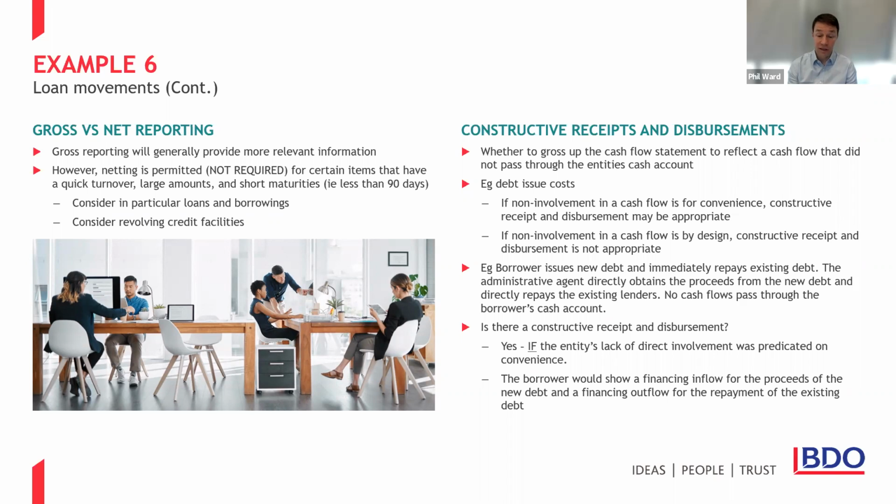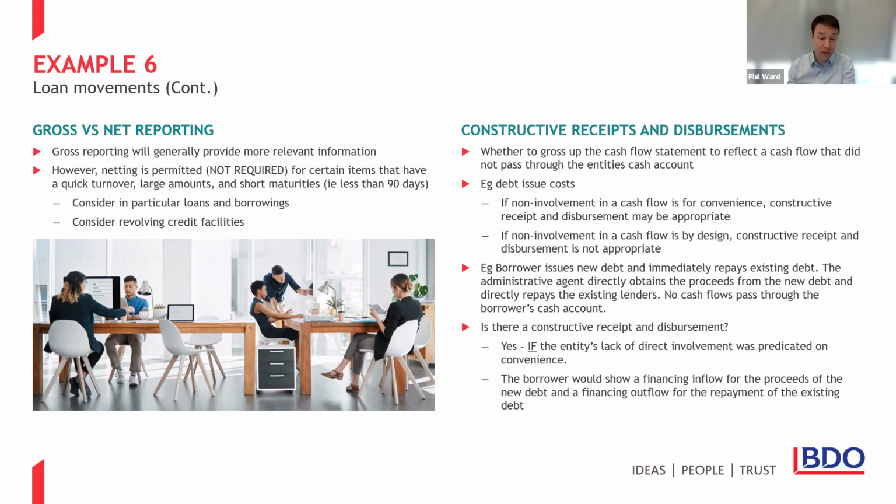So if you have, for example, a revolving credit facility that's constantly being drawn down and then repaid throughout the year, it might be more appropriate to show a net cash inflow from loan drawdown or a net cash loan repayment on your revolving credit facility, as opposed to showing hundreds of millions of pounds worth of loan drawdowns and hundreds of millions of pounds worth of repayment. Clearly a net figure is more relevant where you've got this type of short-term facility.